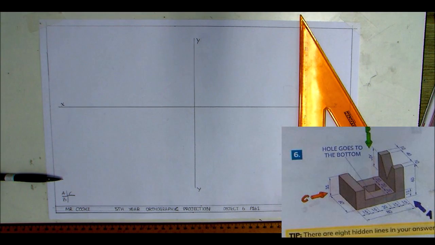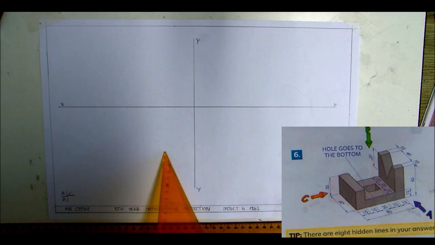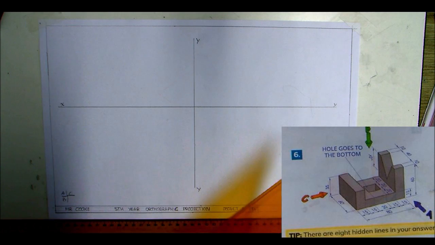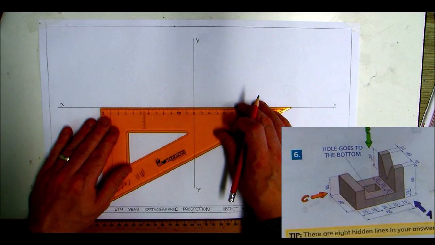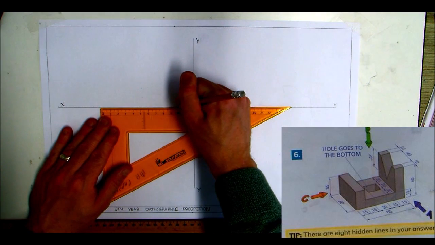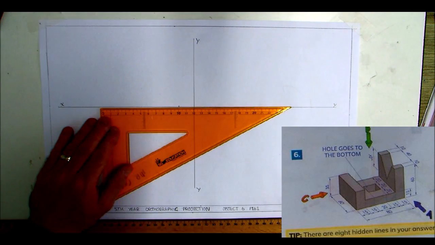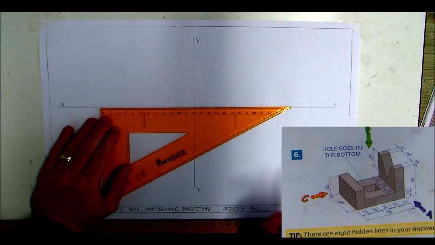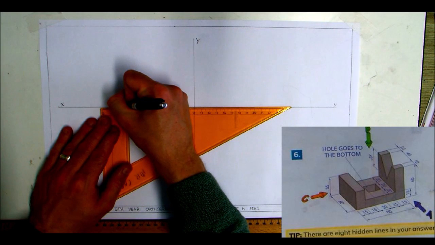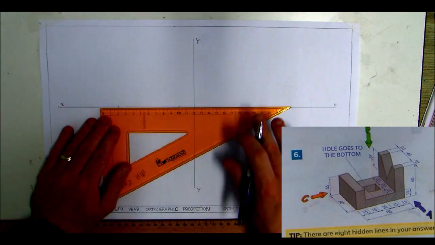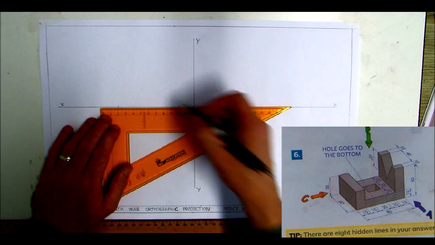Object 6, page 161. Okay, so we have it on the screen there, and what I'm going to start with is view A. So I'll step out 20 millimeters from the YY line. The overall width of this object is 80, and I'm going to split that 80 millimeters into certain measurements.